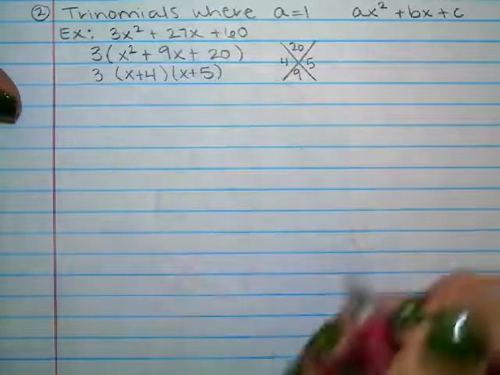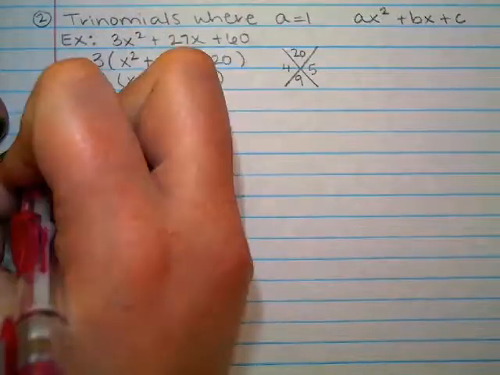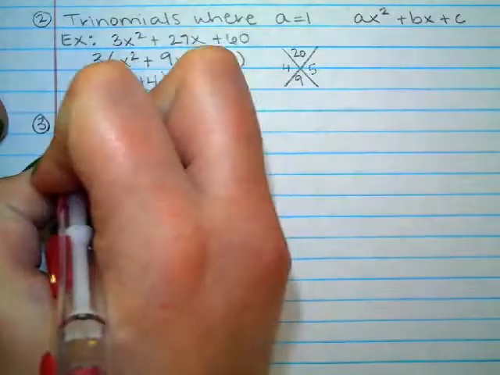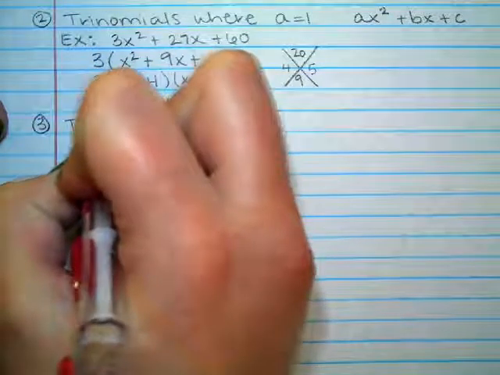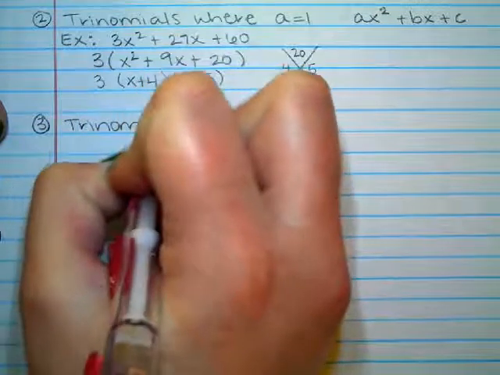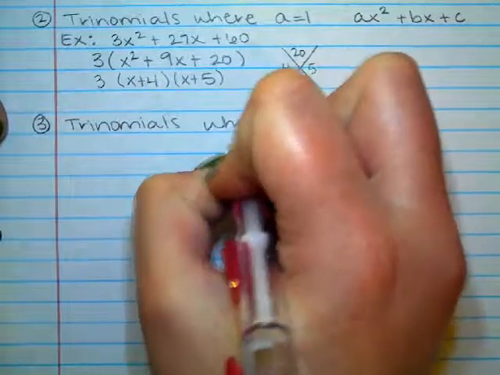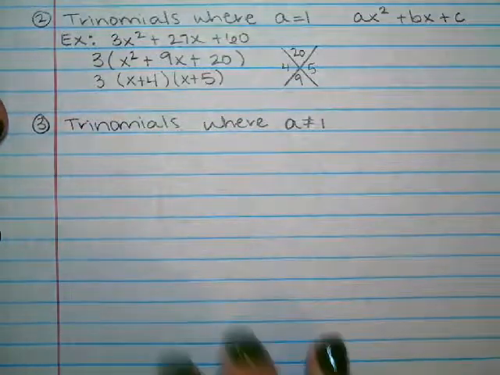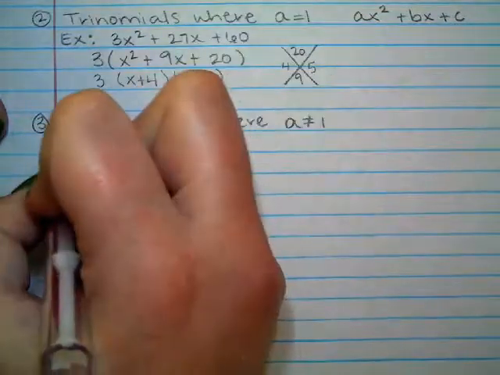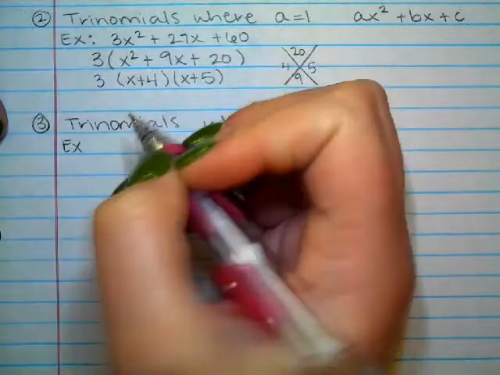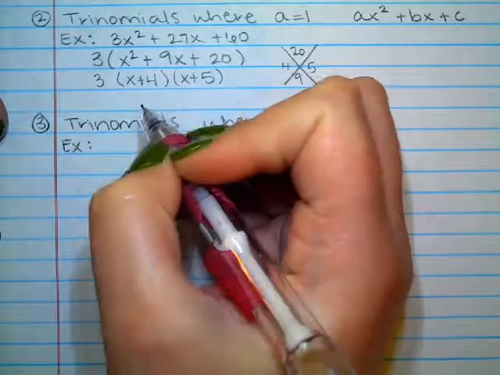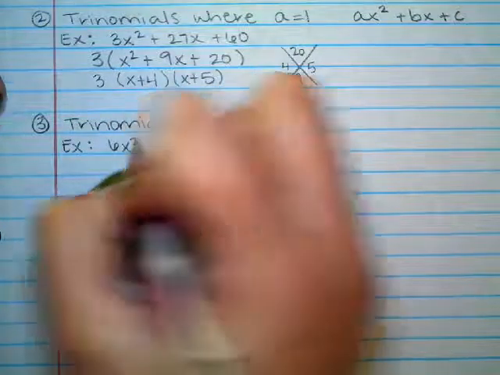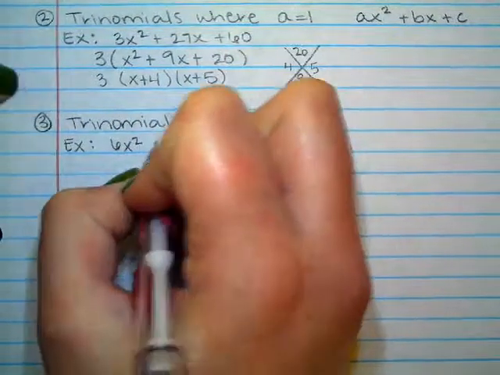All right, the third type of factoring we're going to review is trinomials where a does not equal 1. So this is where we're going to have a number in front of the x squared that cannot be factored out as a GCF that's going to stick around. So we have 6x squared minus x minus 2.